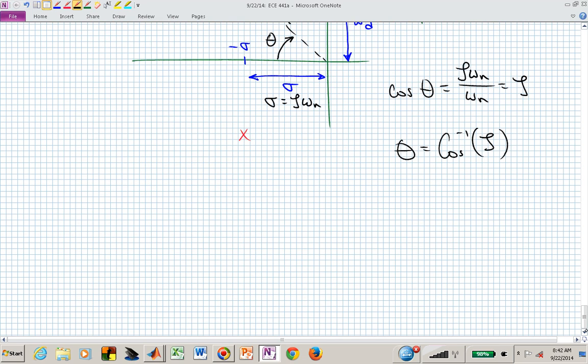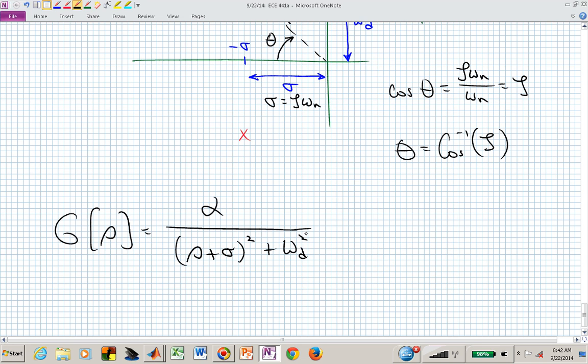So now our G of s, we are going to parameterize that many different ways. We could say it's alpha over (s plus sigma) squared plus omega sub d squared. That would then be the explicit structure identifying the real and imaginary parts of our poles. We could also multiply that out, and we now have s squared plus 2 sigma s plus sigma squared plus omega sub d squared.